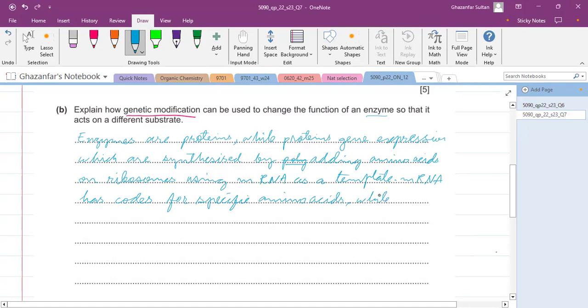While mRNA is synthesized from the sequence of nucleotides on the gene, that is DNA.